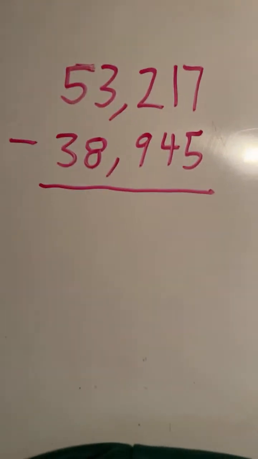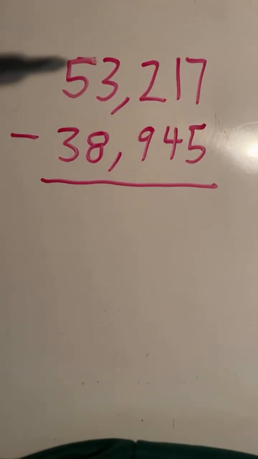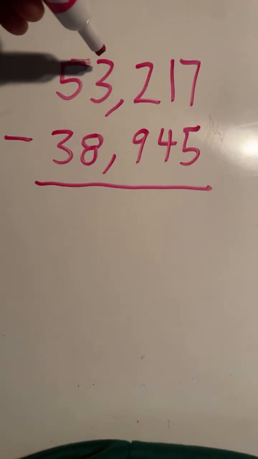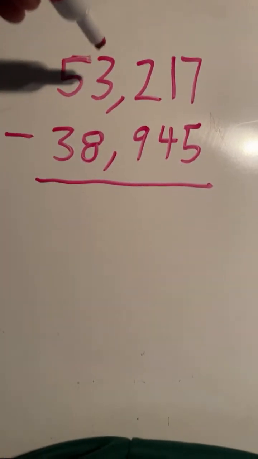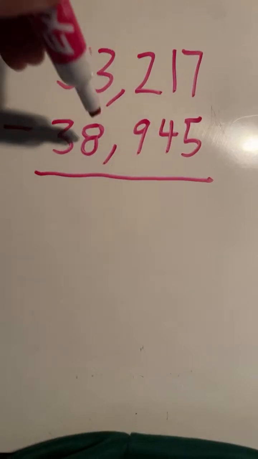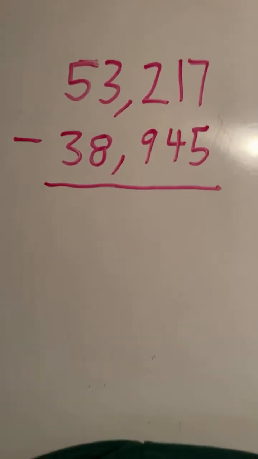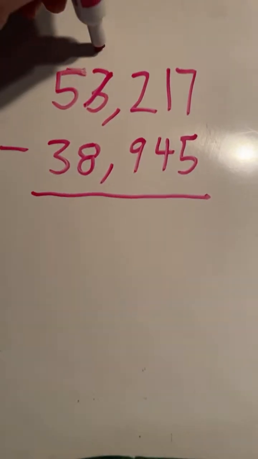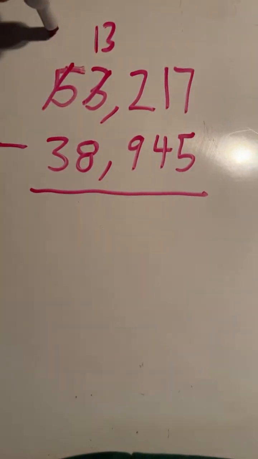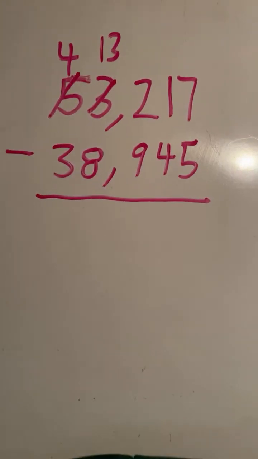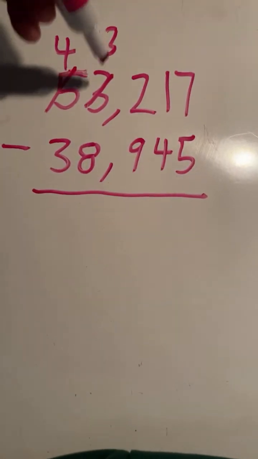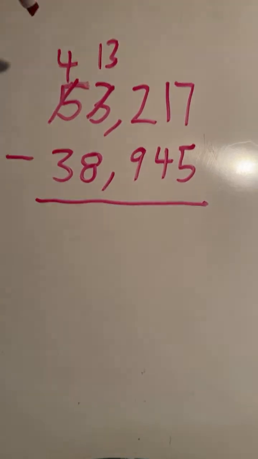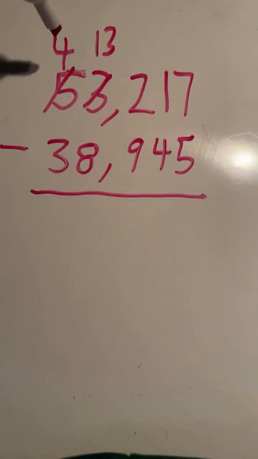So looking at this problem, we're finding the 10,000s place. In the thousands place, you cannot start out with 3 and take away 8. The bottom digit is bigger there, so we have to regroup. So the 3 is going to become a 13, and the 5 is going to become a 4. So always add 10 to wherever the smaller digit is on top, and then take away 1 from the column to the left.